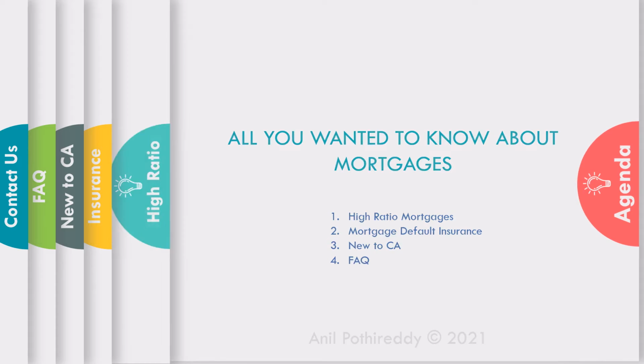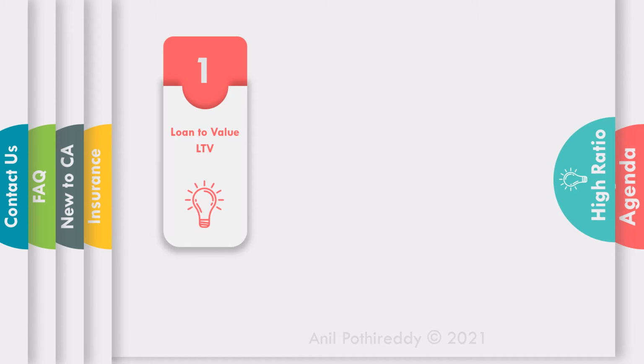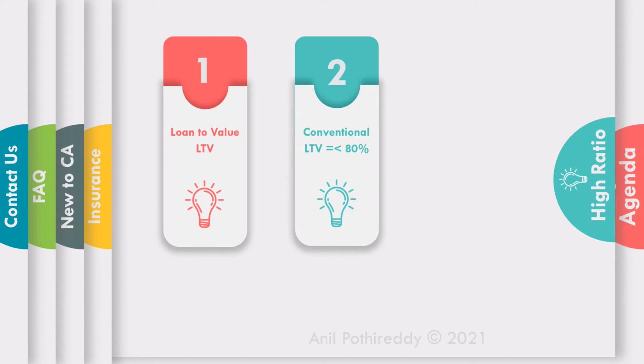So, let's get started. To understand high-ratio mortgages, we need to first understand the definition of loan-to-value, LTV. The loan-to-value ratio is a financial term used by lenders to assess the lending risk. It is the mortgage amount divided by the property's appraised value, expressed as a percentage. For a mortgage of $400,000 on a property valued at $500,000, the LTV is calculated as $400,000 divided by $500,000, which is 80%. The higher the ratio, the higher the risk for the lenders.